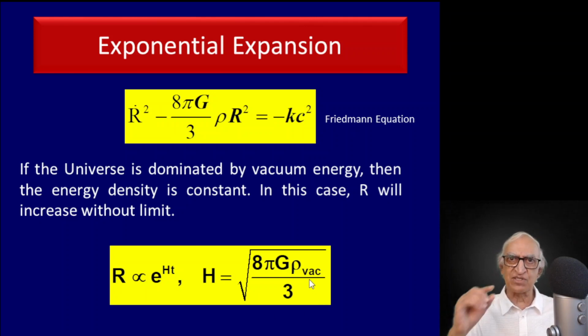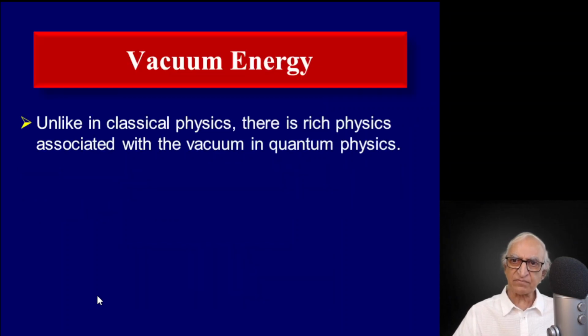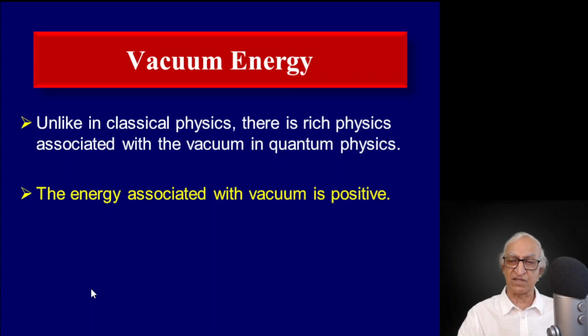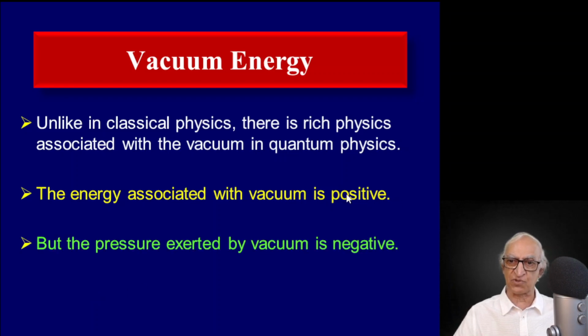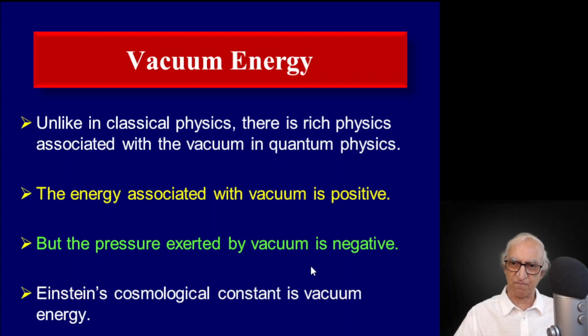Therefore, the expansion of the universe will be determined essentially by the energy density of vacuum, and vacuum will cause an exponential expansion of the universe. Now, as I said before, unlike in classical physics, in quantum physics, vacuum has very rich physics associated with it. The Casimir effect that you might have read about is an example of that. The Lamb shift in the spectrum of the ground state of the hydrogen atom is an example of vacuum fluctuation. So the energy density of vacuum is positive, but the pressure exerted by the vacuum is negative. Now, Einstein's cosmological constant is an example of vacuum energy. It is not associated with any matter, it is just a constant.